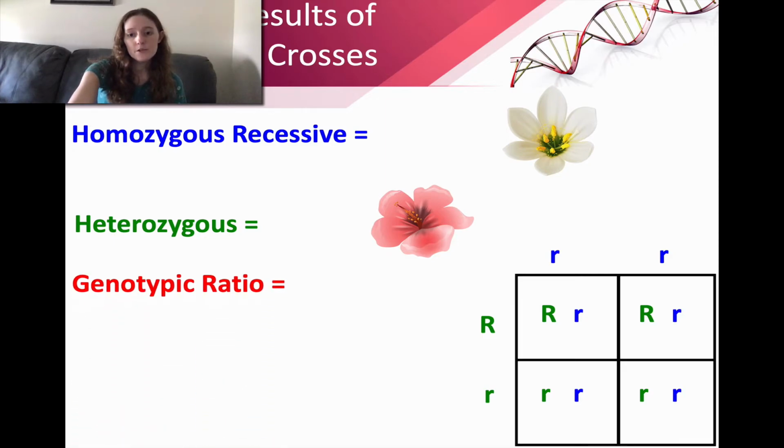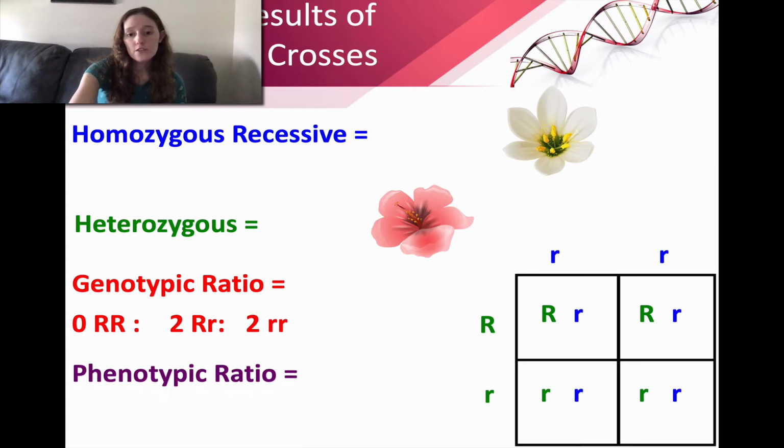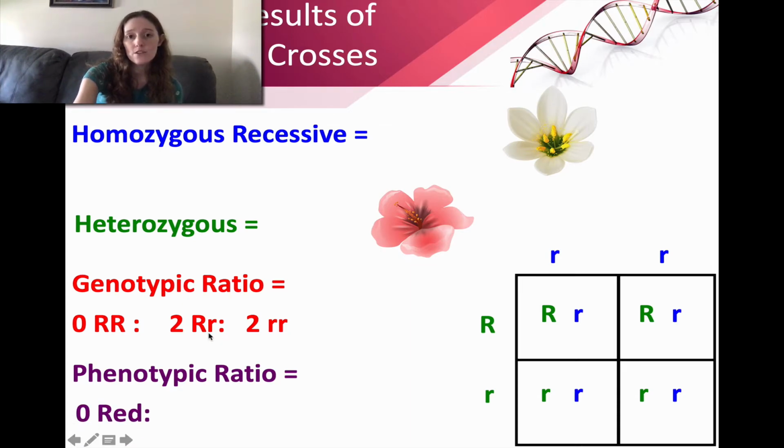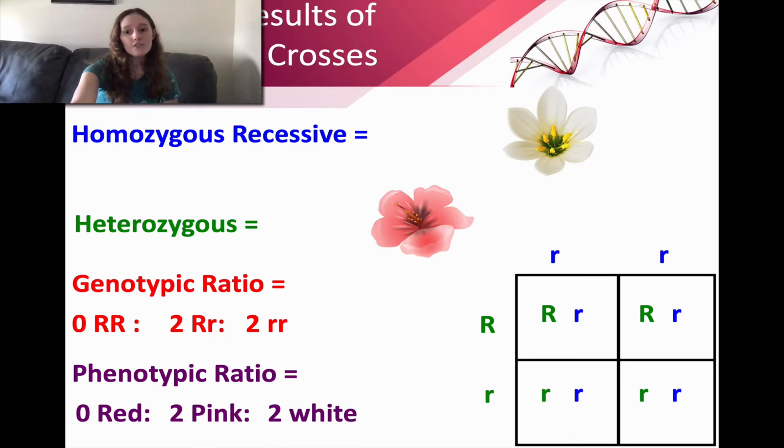If we do our genotypic ratio, we're going to start with our homozygous dominant, then we'll do heterozygous, then homozygous recessive. So we don't have any that are homozygous dominant. We have 2 that are heterozygous, and we have 2 that are homozygous recessive. If we look at our phenotypic ratio, we have 3 phenotypes. So red is going to be this homozygous dominant, and we don't have any that are red. The next one is going to be the heterozygous form, which is pink. We have 2 of those, and lastly we have 2 white ones.